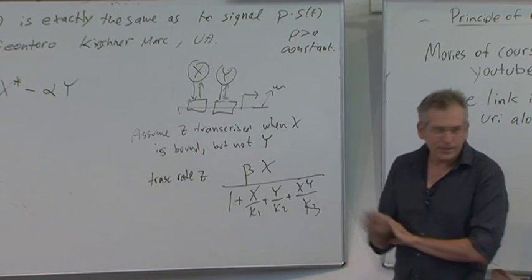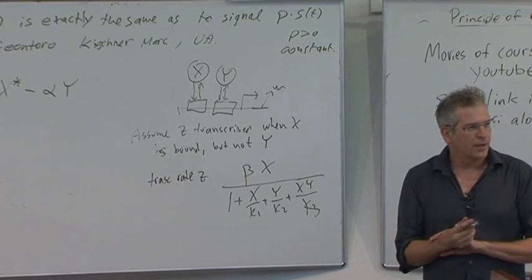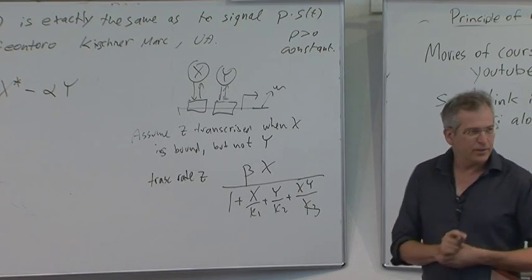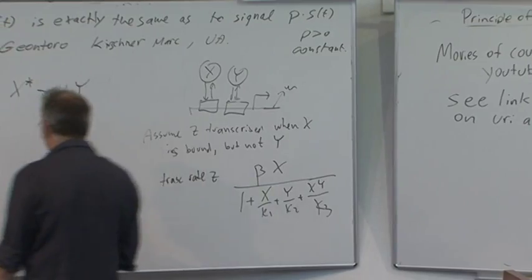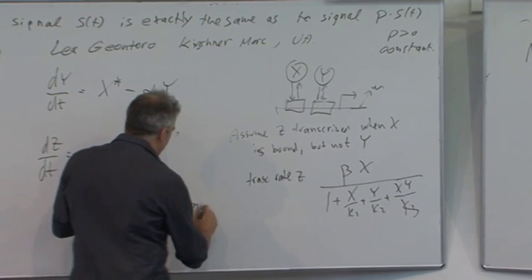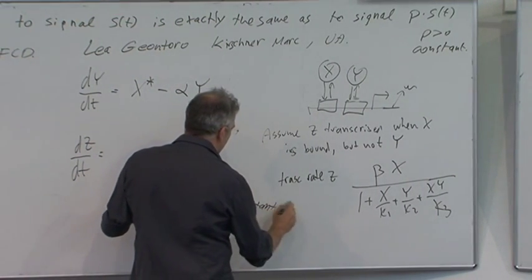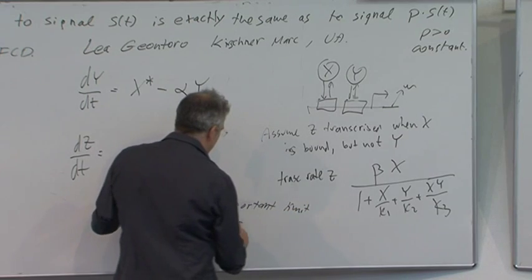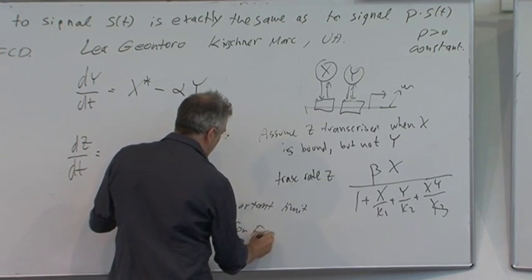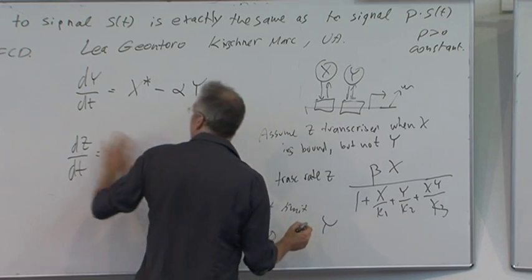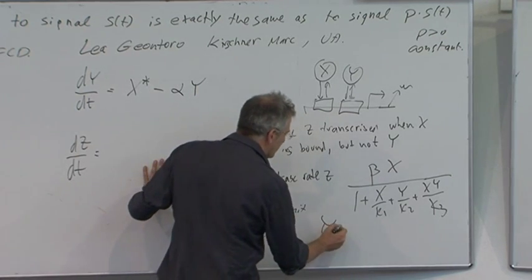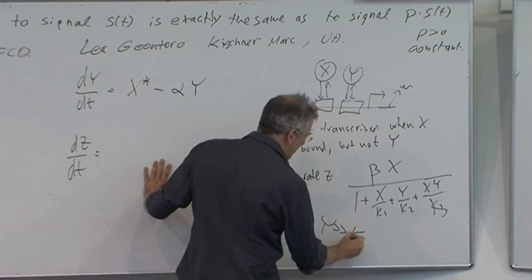But I want fold change detection. And it's not going to work with this complicated, messy thing. So I'm going to take an important limit. Okay, so the important limit for FCD is that Y, the amount of Y transcription factor, is much larger than its K.